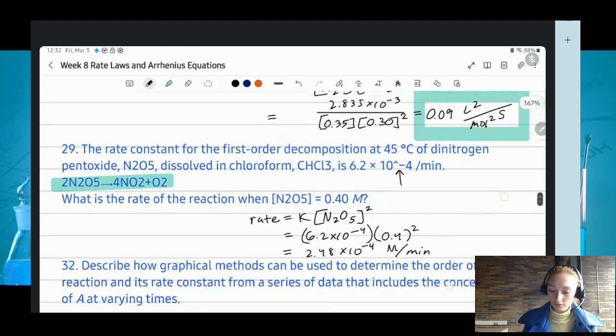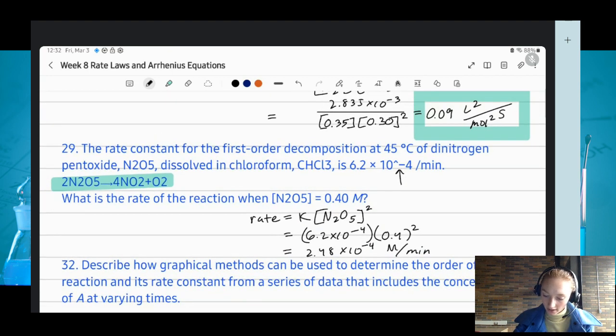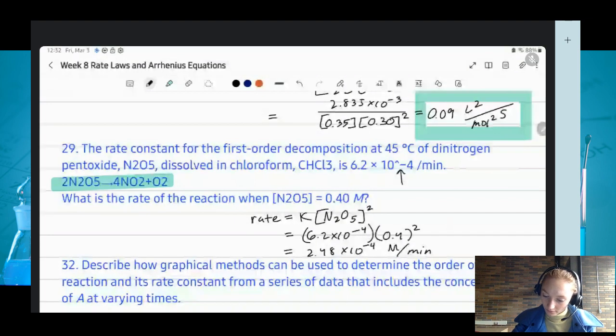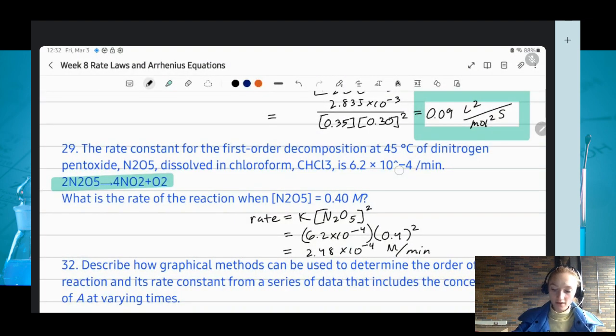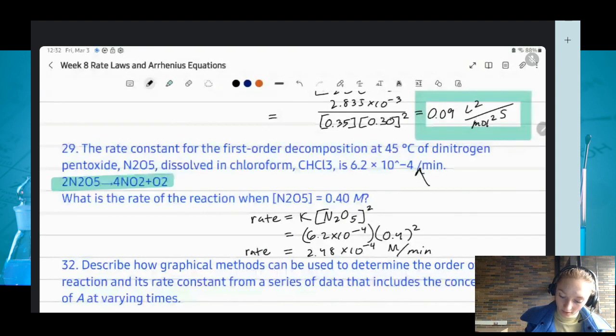And also, just to clarify, this should have had a unit for the K constant. No, I believe this is the right unit. Yeah, so that is the answer for this rate. I was just looking at this, if this had correct units in the problem, but it does.